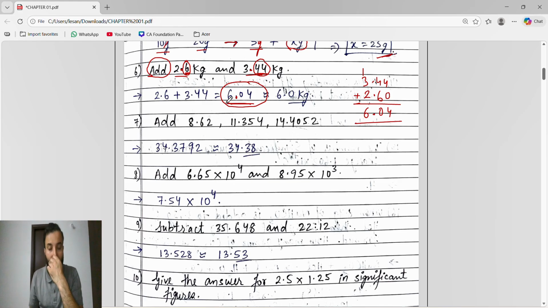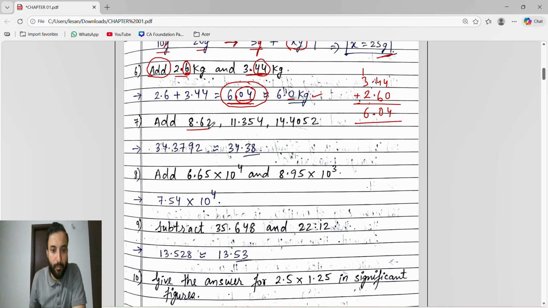And in multiplication and division we do it for the smallest significant figure. There we count how many significant figures and change accordingly. Okay, so for 6.04 the fewest decimal value is 1, so we have to convert this to 1 decimal place. So 04 will convert to 0, so 6.0. We do the round off. So 6.0 kg is the answer.